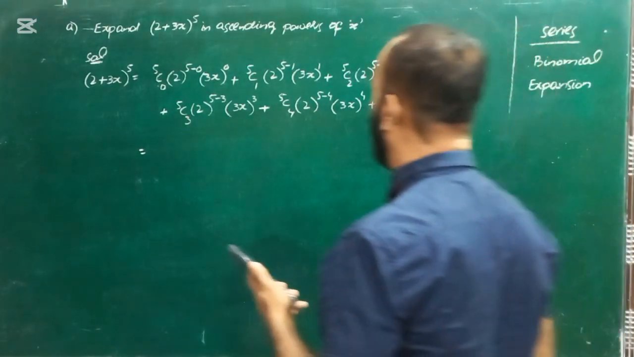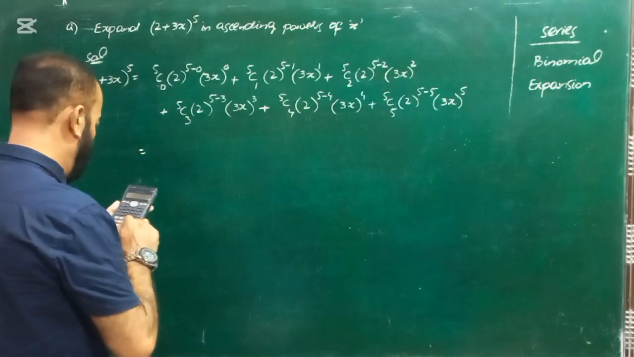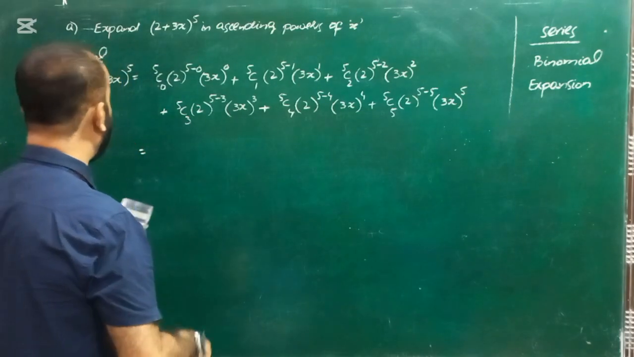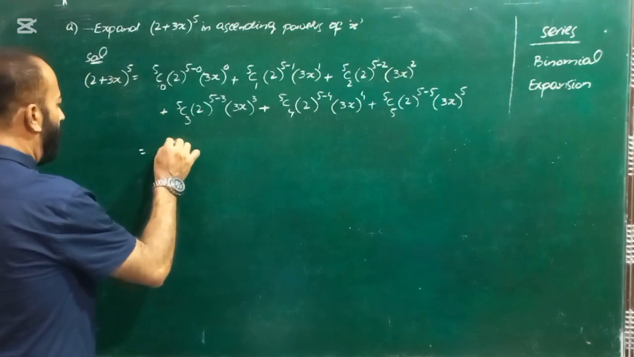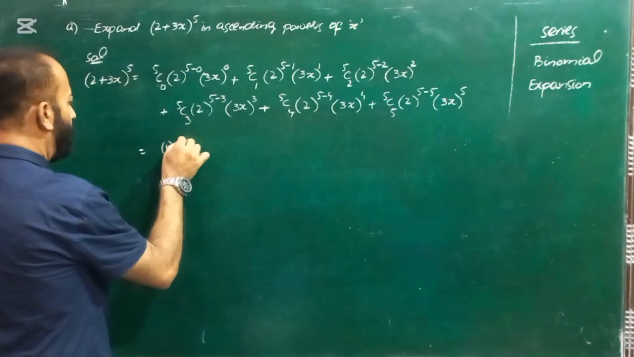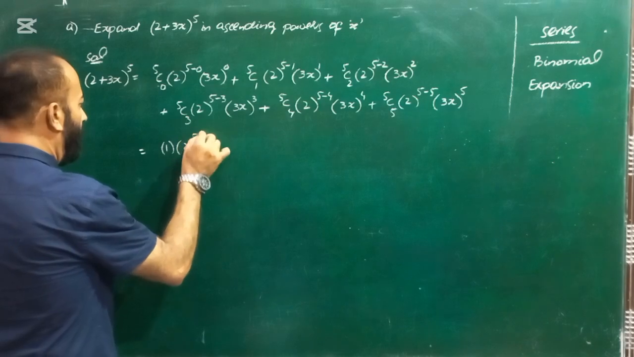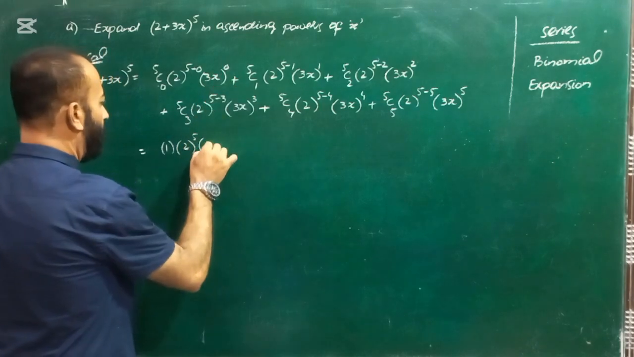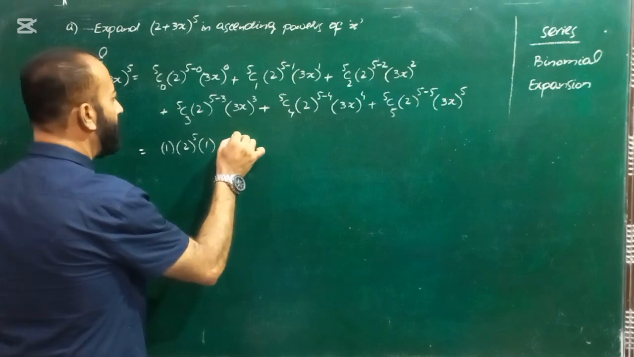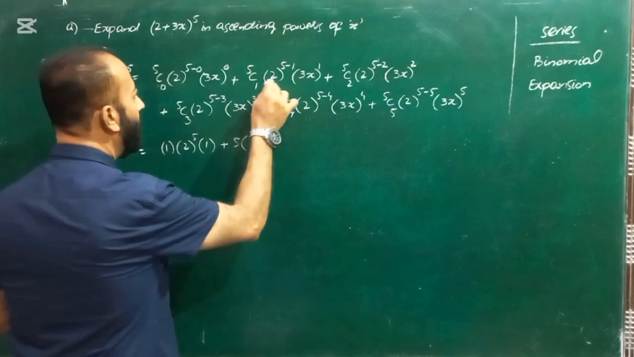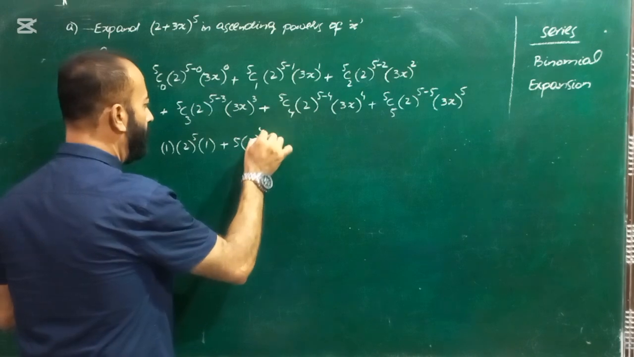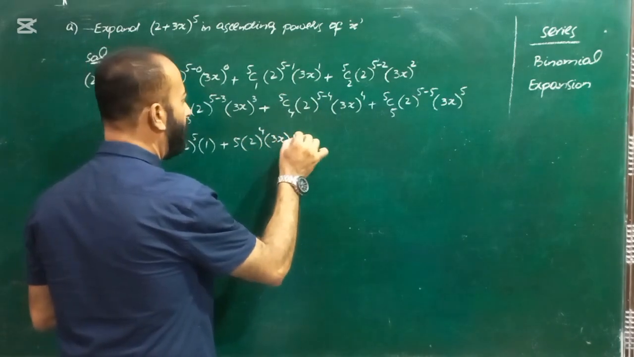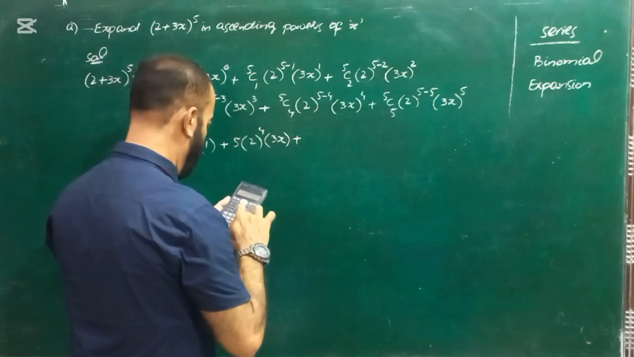So we will solve it now. So 5C0, answer is 1. So 1 into 2 raised to power 5 into anything which is having power 0, answer is 1. In the next step, 5C1, answer is 5. That is 2 raised to power 4 and 3x. Actually, we are simplifying first, then 5C2.